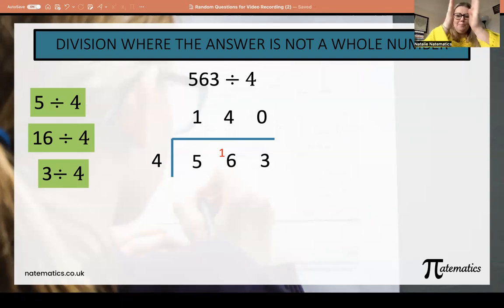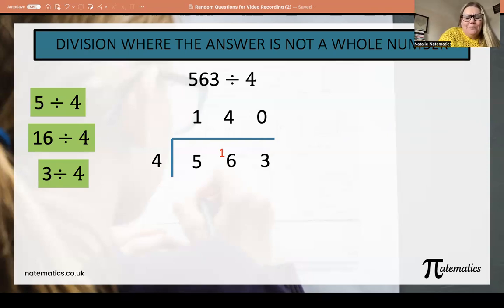When we're doing the bus stop method, we are looking for whole numbers to put on the top here. If there isn't a whole number, we have to carry whatever we're dividing into to the next column. Because I know some people will say, well, you can't divide 3 by 4. You can divide any number by any number, but it depends on what answer comes out, obviously. Anyway, let's move on to this then.